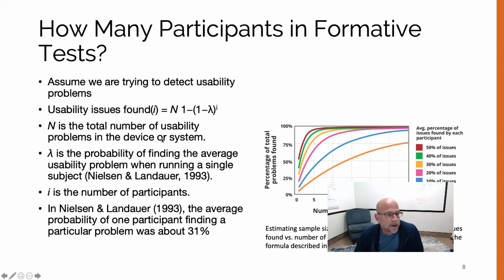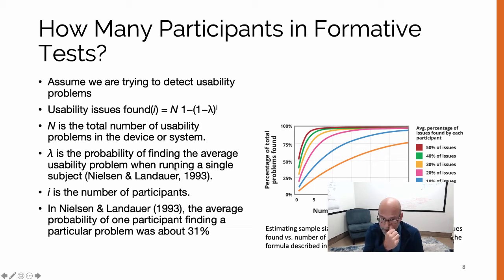They developed a formula based on some research that they did, which indicated the number of usability issues found equaled this particular formula here, where N was the total number of usability problems that existed in the device or system. That is, imagine you knew totally how many were actually in there, and you wanted to know how many could be found with each participant. Well, imagine there were 100 in here. Well, N would be 100. So it's N times 1 minus lambda to the i. Lambda is the probability of finding the average usability problem when running a single subject.